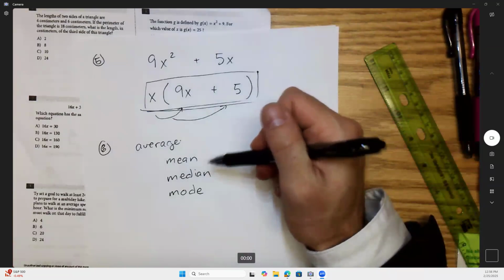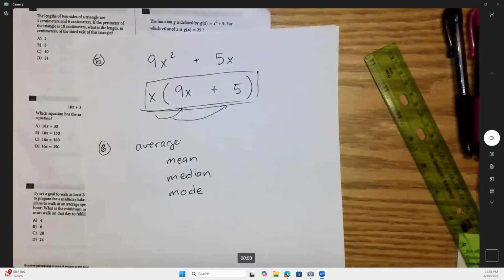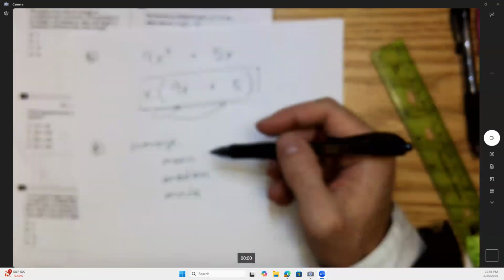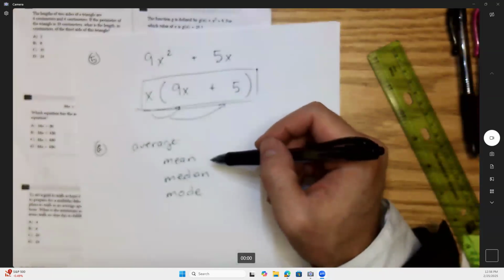Different kinds of averages, and each of these has maybe a different advantage in different contexts. Because what does it mean to take the mean? What is that?